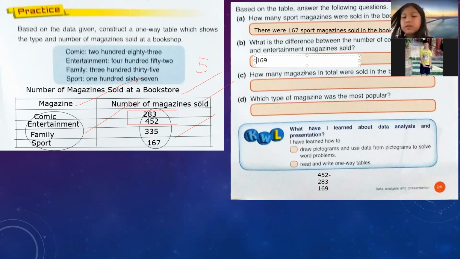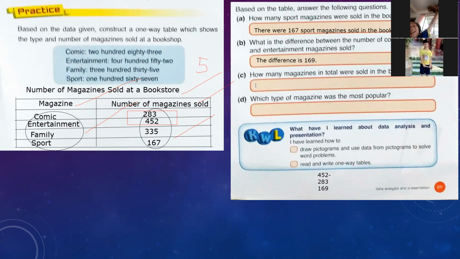The difference between the number of comic magazines. It's very long, so you can just say the difference. The difference of... magazine. I think this is accepted already. I write like this. Yes, you can write like that, because your fingers are tired. The difference is 169. It's all right.